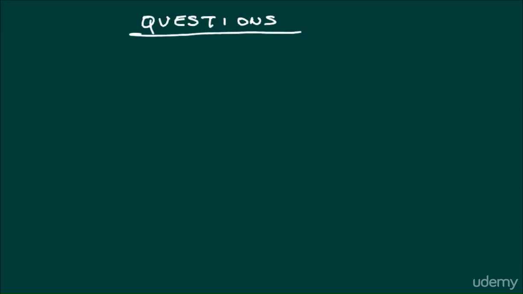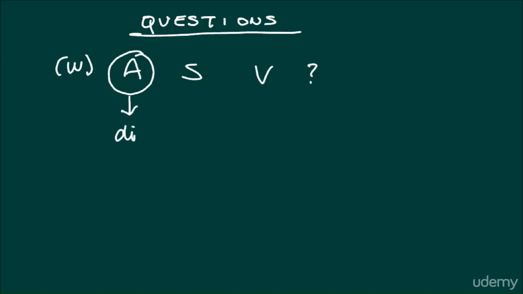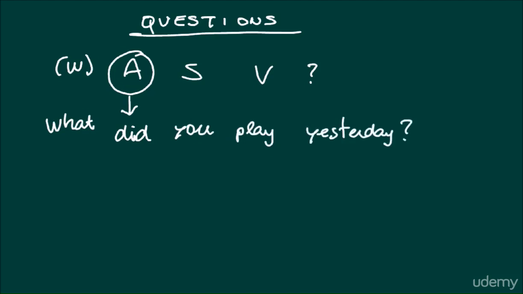Now take a look at the questions. To create a question, remember always the WASV lesson. In a past simple question, the A, or auxiliary, is the word did. Look at the examples. What did you play yesterday? What is the W, or interrogative pronoun. Did is the A, or auxiliary. You is the S, or subject. And play is the V, or verb.